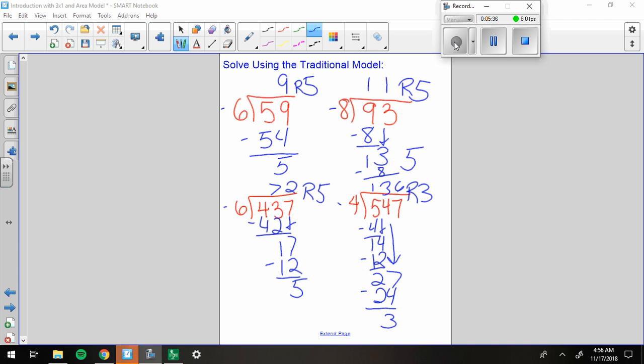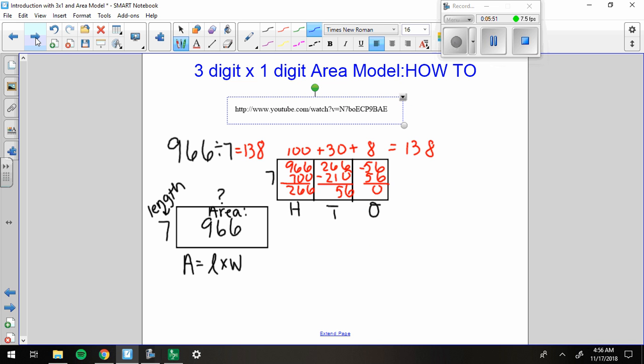Check these problems, see how you did. If you really have a question, check my work against yours. If something's just not lining up or you don't understand, come join my mini lesson. If not, let's move on to the area model.